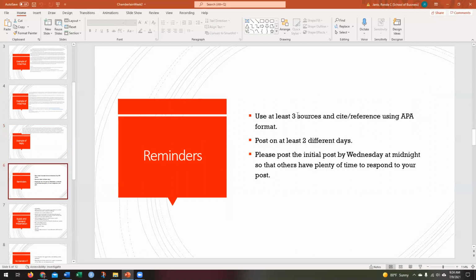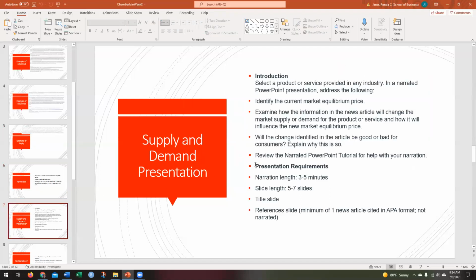When you do this post this week, it requires 3 sources using citations and APA format with those references. Post on 2 different days. It's recommended by Wednesday at midnight. If you're really busy, that's perfectly acceptable, but it's easier to find people to reply to if you're posting earlier on in that week.